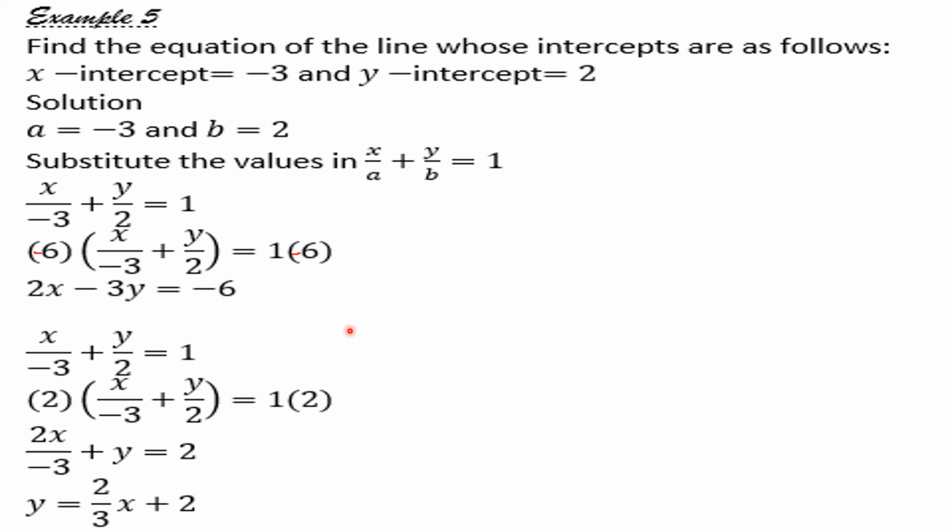So, what if I change it into slope-intercept form? So, changing this into slope-intercept form, I just multiply both sides by 2. Since our y variable should have no constant. So, we have now 2x over -3 plus y equals 2. And then, to remove 2x over -3, we subtract both sides by 2x over -3. So, our final answer now is y equals 2/3 x plus 2. So, this is in the form of slope-intercept form.